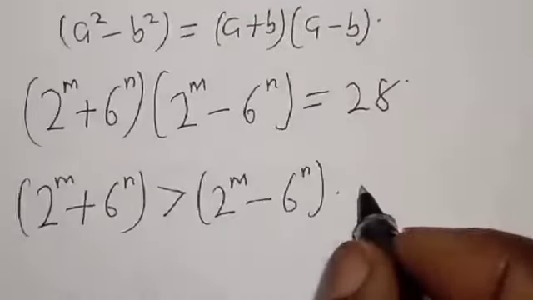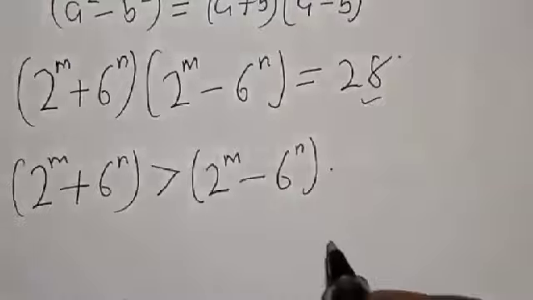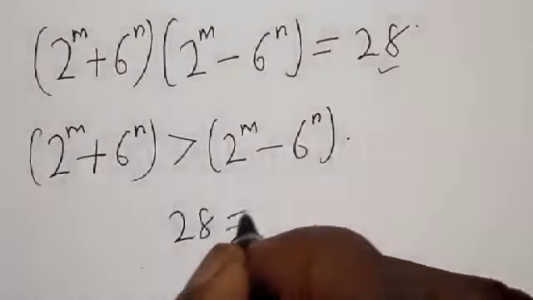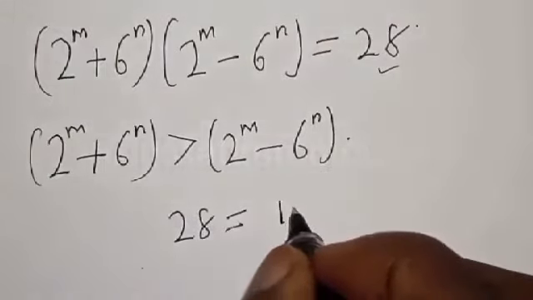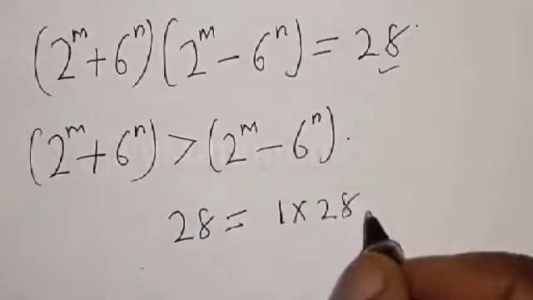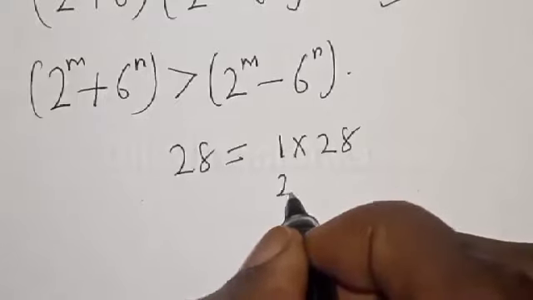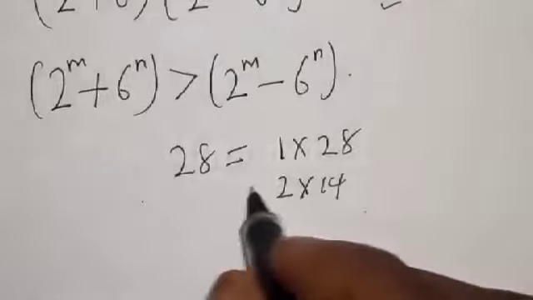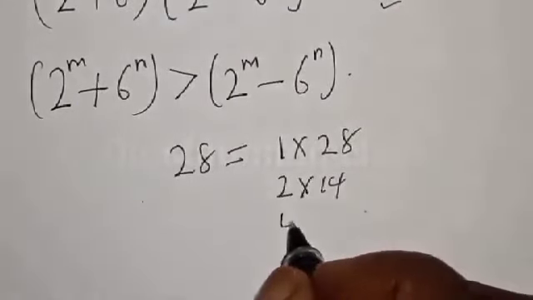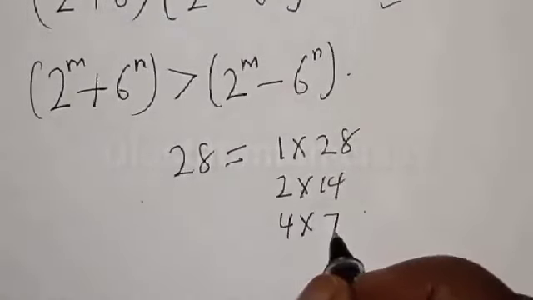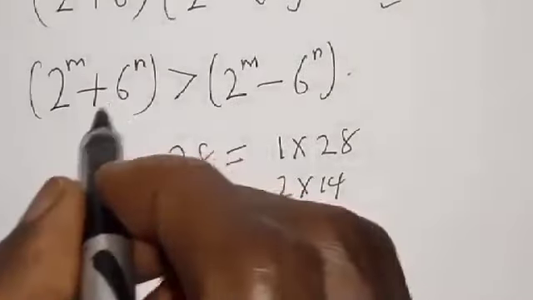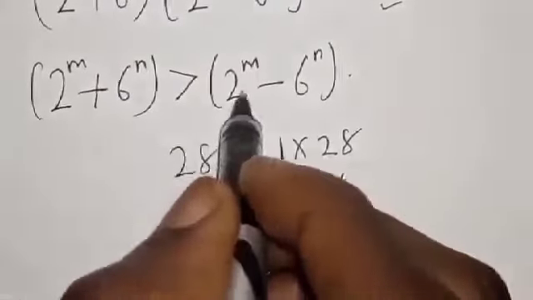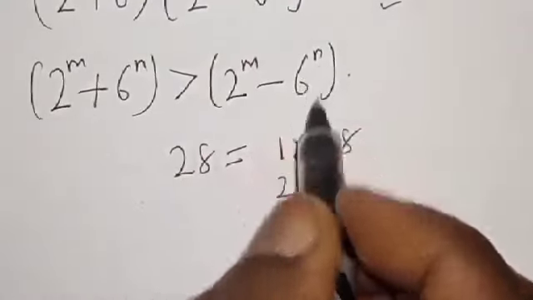Now, let's work on this 28. 28 can be expressed as 1 multiplied by 28. We also have 2 multiplied by 14, which is also equal to 28. And another thing is 28 is also 4 multiplied by 7. Now from here, we say 2 raised to power m plus 6 raised to power n is greater than 2 raised to power m minus 6 raised to power n.